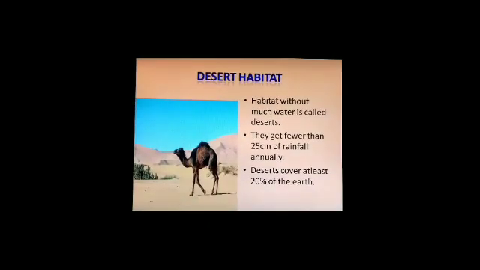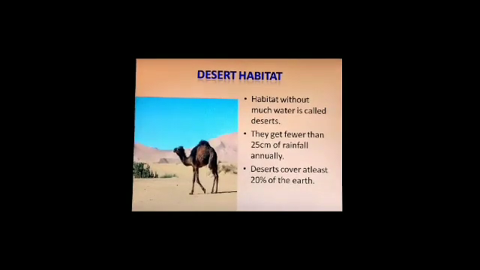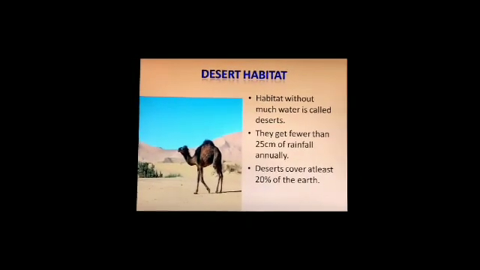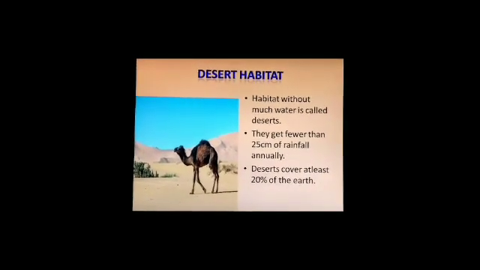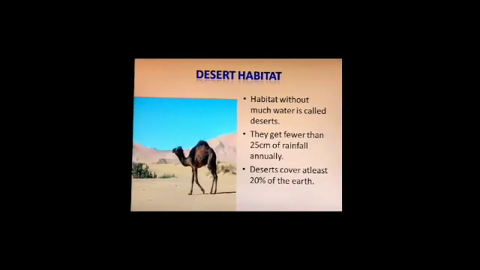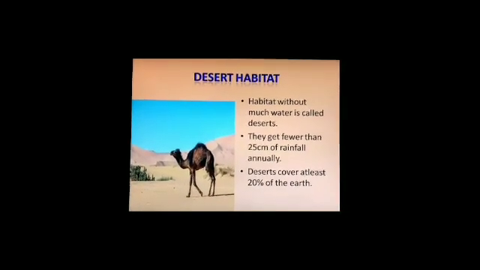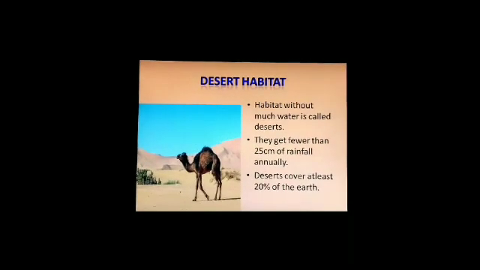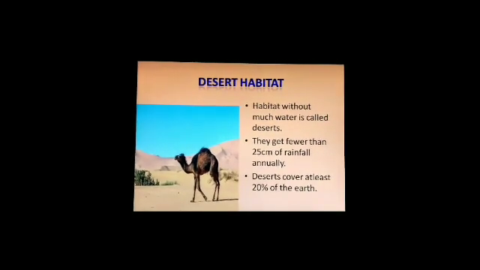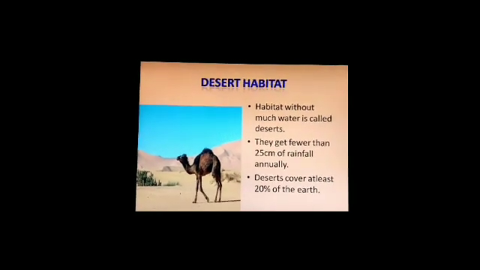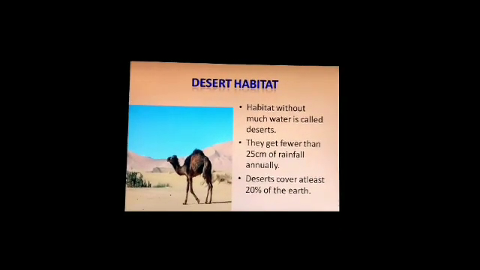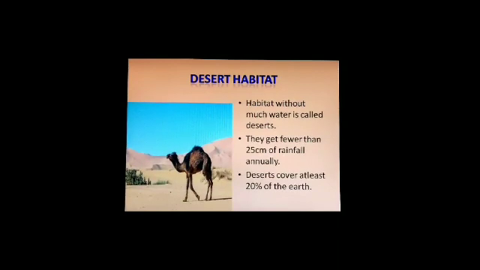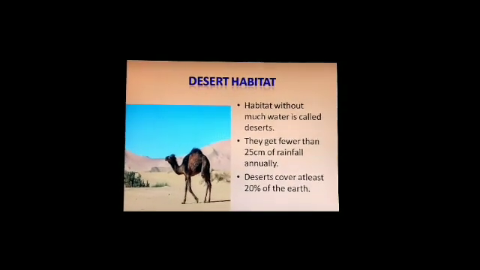Now let's see about desert habitat. Habitat without much water is called deserts. They get fewer than 25 centimeters of rainfall annually. Deserts cover at least 20% of the earth. So the dry land is also known as desert habitat.